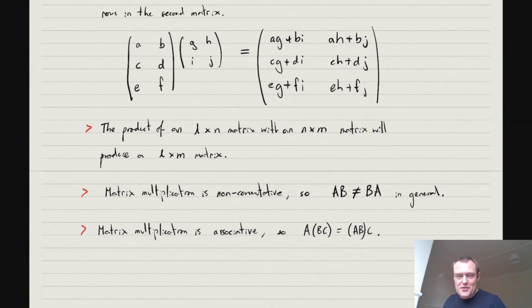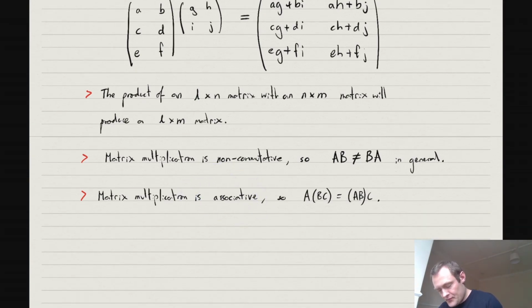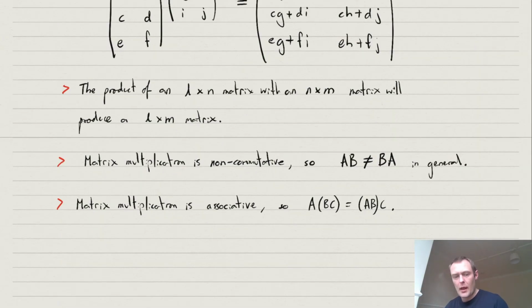Matrix multiplication is not commutative. If you switch the order of A and B, you're going to get something different in general. So yes, matrices do not commute when you're multiplying them, but they are associative. So if we multiply B times C and then multiply on the front by A, then we get the same thing as multiplying A by B, then multiplying on the back by C. So that does work. Okay, we'll leave this video there.